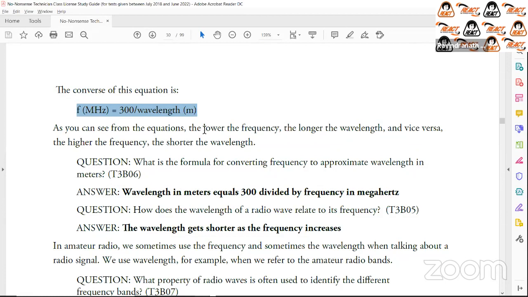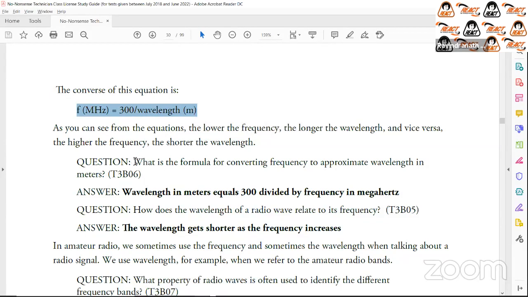Because of this inverse relationship, the lower the frequency, the longer the wavelength, and vice versa, meaning that the higher the frequency, the shorter the wavelength, right? That should have also been apparent from the graph, the pictures that we looked at earlier. As we increase the frequency, you would notice that the wavelength got shorter and shorter. And when we lower the frequency, the wavelength was getting longer and longer. It's because of this inverse relationship.